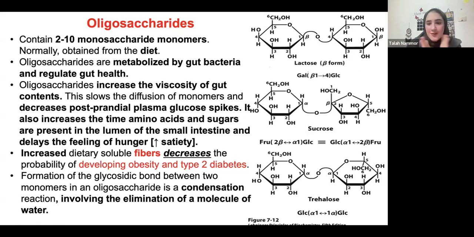Okay. It doesn't involve amino acids. Listen. So when at the beginning we said oligosaccharides, they are made up of a bunch of monosaccharides, right? From 2 to 10 monosaccharides. So those monosaccharides, when they come together to form an oligosaccharide, what will happen? A condensation reaction will happen.